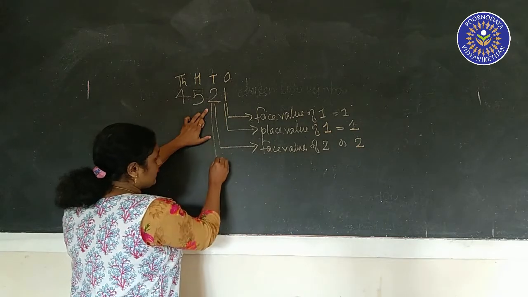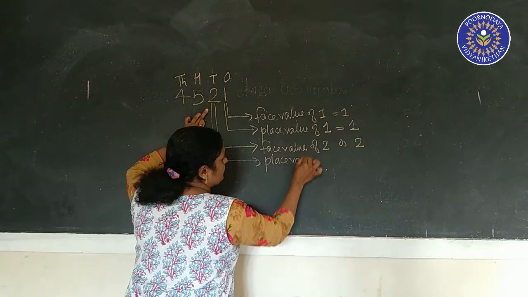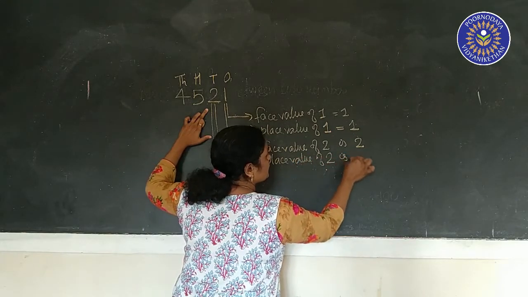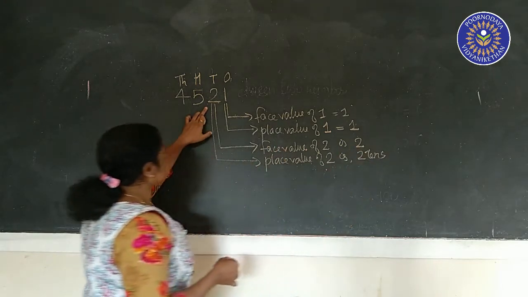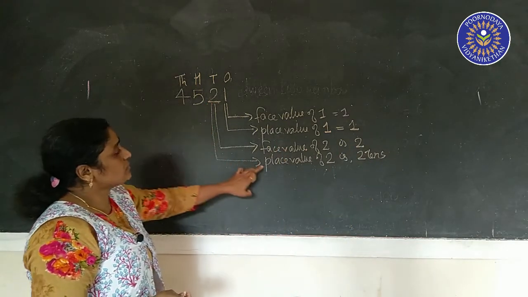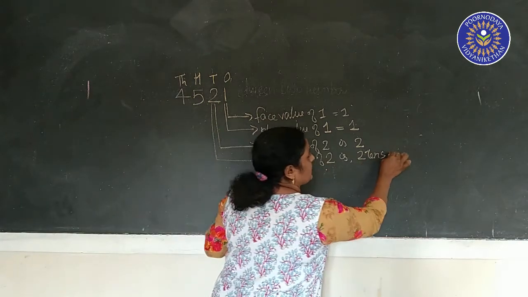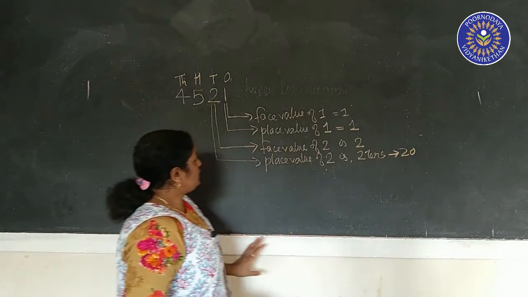What is the place value of 2? Place value of 2 is 2 tens. 2 comes in the tens place. So, the place value of 2 is 2 tens. That is 20. 2 tens means 20.